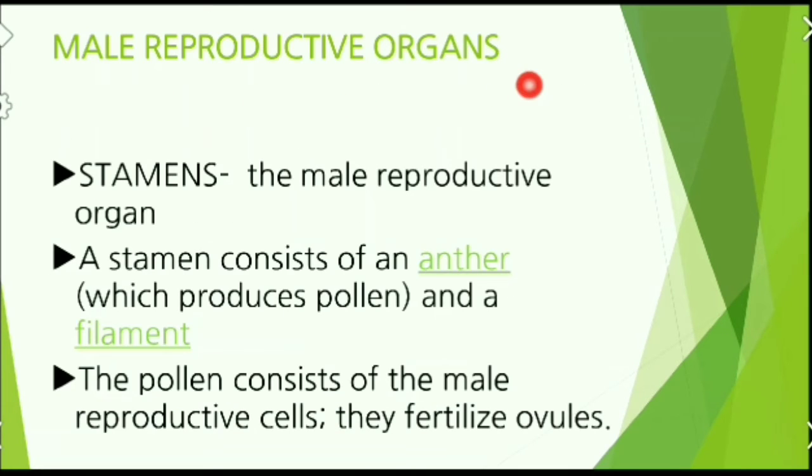The male reproductive organs. As I said earlier, the stamens are the male reproductive organ. A stamen consists of an anther which produces pollen and a filament. The pollen consists of the male reproductive cells and they fertilize the ovules.